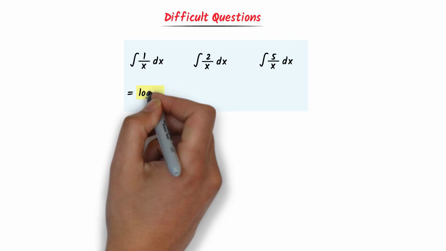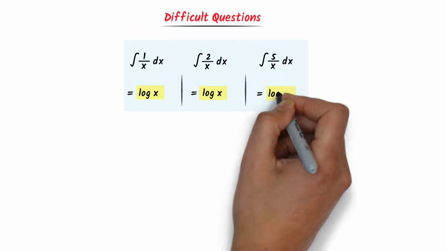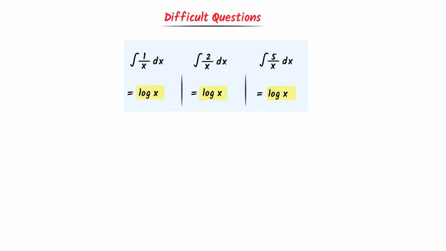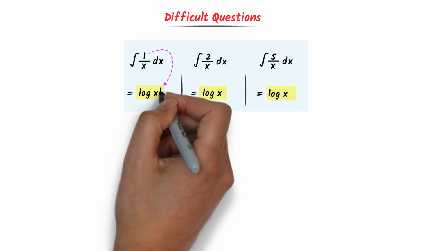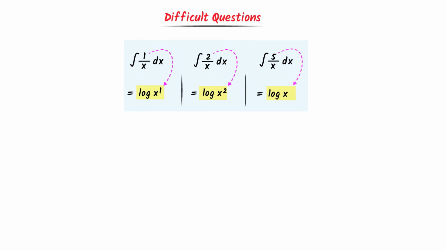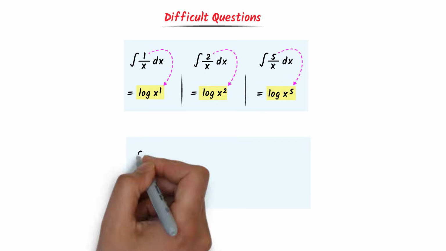I write log x and log x. Then I shift the numbers from numerators and put them as a power of x, like this 2 and this 5. Hence, these are the values of these questions.